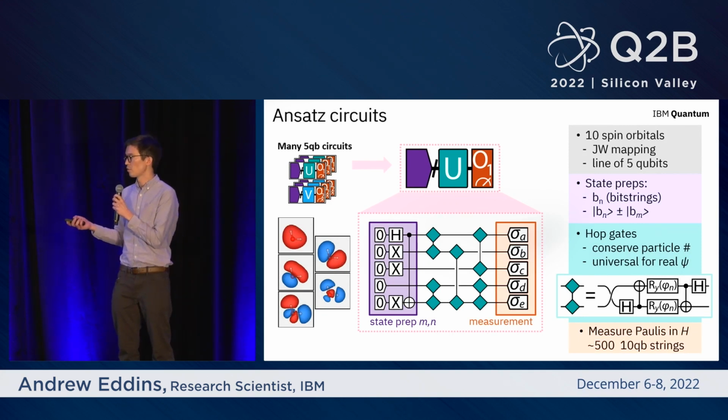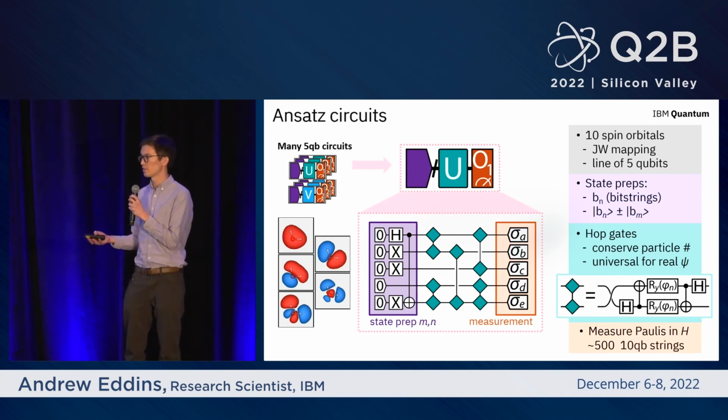In the lower left, we have our 5 molecular orbitals for water. We're mapping those onto a line of 5 qubits. We're preparing these bit string states, or superpositions of these bit string states. The purple box with the gates inside shows an example of preparing such a superposition of bit strings.